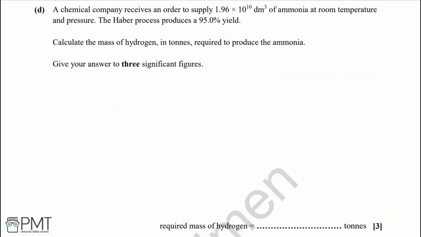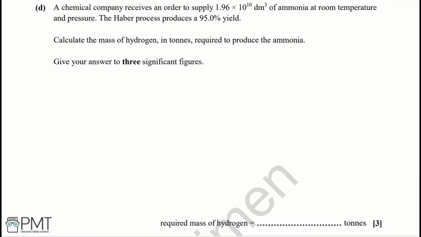Part D. A chemical company receives an order to supply 1.96 times 10 to the 10 decimeters cubed of ammonia at room temperature and pressure. The Haber process produces a 95.0% yield. Calculate the mass of hydrogen in tons required to produce the ammonia. Give your answer to 3 significant figures.